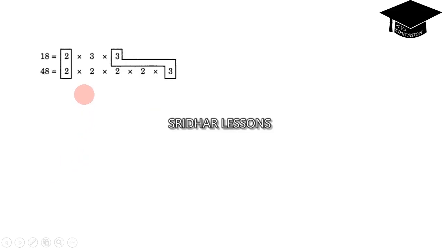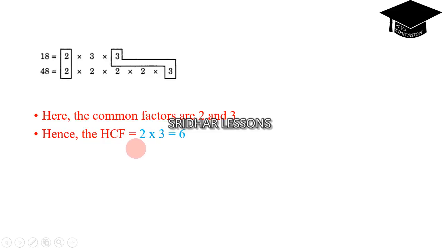If you observe, the factors of 18 are 2 into 3 into 3, and for 48, 2 into 2 into 2 into 2 into 3. So here the common factors are 2 and 3. See here, 2 and 3 are the common factors. Hence the HCF is equal to 2 into 3, that is equal to 6.